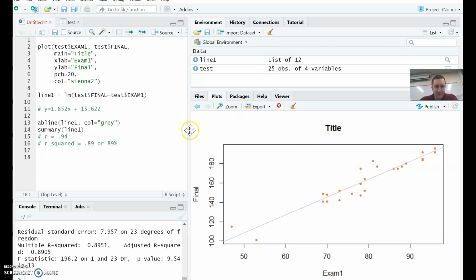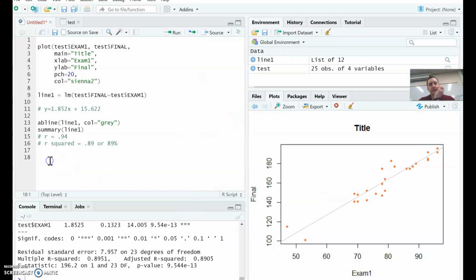So the way we find them is with 3 lines of code. Okay? And we actually use this. That's why we wrote it down. Because the definition of a residual is the actual values minus the predicted values.